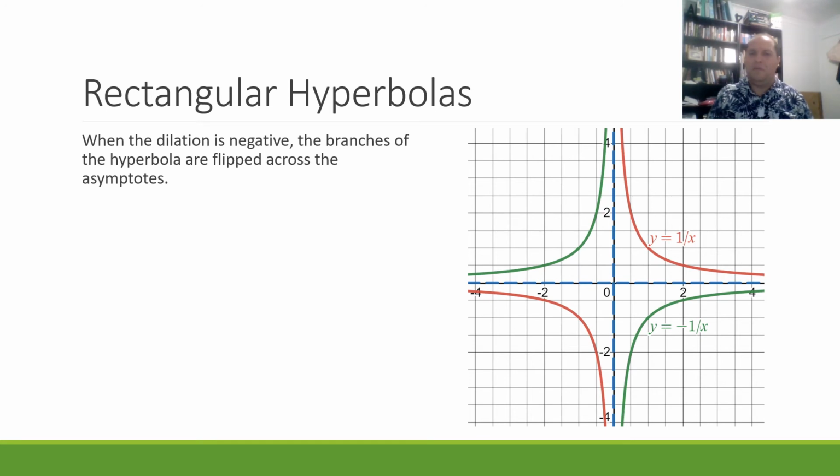So we've got 1 over x here. If we change it to negative 1 over x, notice our branches flip quadrants. So instead of being in quadrants 1 and 3, for our branches, they've now flipped and they're in quadrants 2 and 4. So if our hyperbola is negative, it switches quadrants.